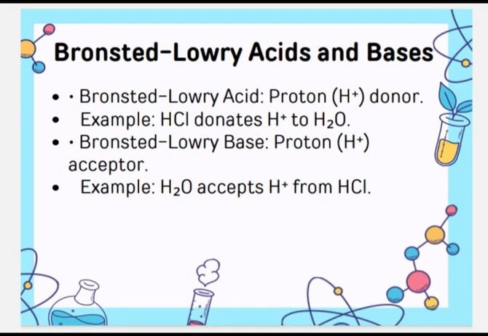The next one, I will explain the Bronsted-Lowry acids and bases. The first one, a Bronsted-Lowry acid, is a proton H+ donor. For example, HCl donates H+ to H2O. The second one is a Bronsted-Lowry base, which is a proton H+ acceptor. For example, H2O accepts H+ from HCl.